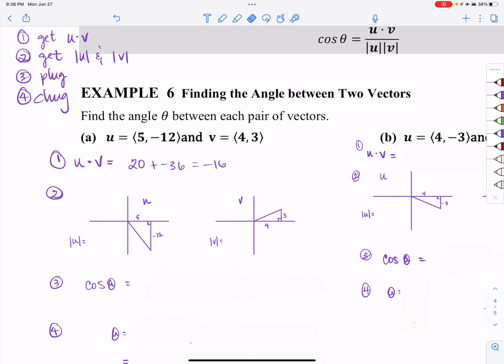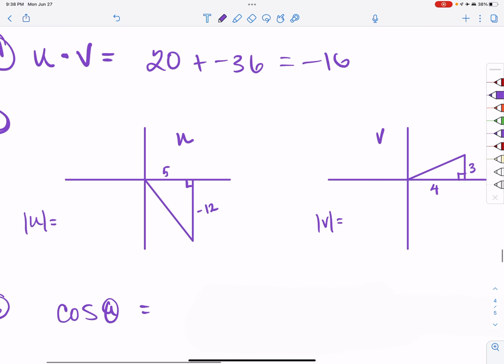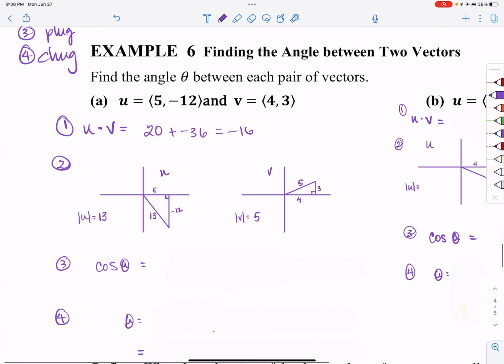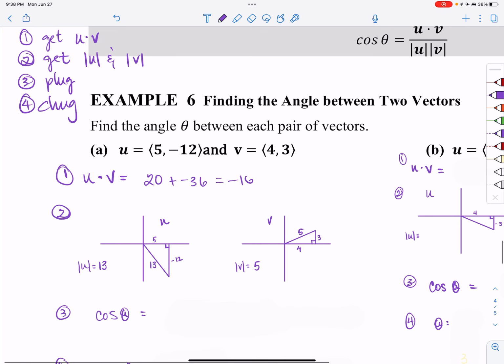Now, I've already drawn a picture. Please remember, whenever you have legs and you want magnitudes or thetas, draw a picture. When you got legs, draw. All right, so we need to find the radius of both of these. I've already drawn them for you. So I'm just going to go ahead and do the math. And we've got 13 for this one and 5 for this one. So the magnitude of u is going to be 13. The magnitude of v is going to be 5. So that takes care of step number 2.